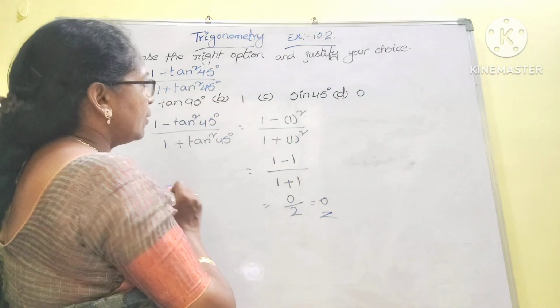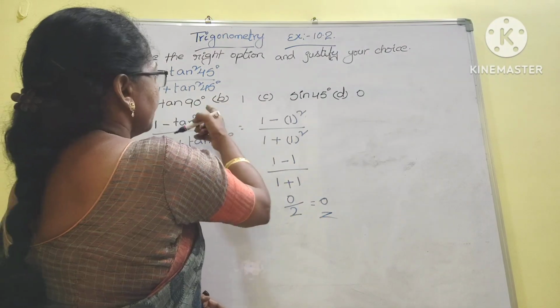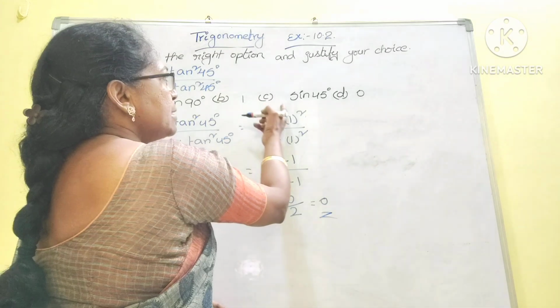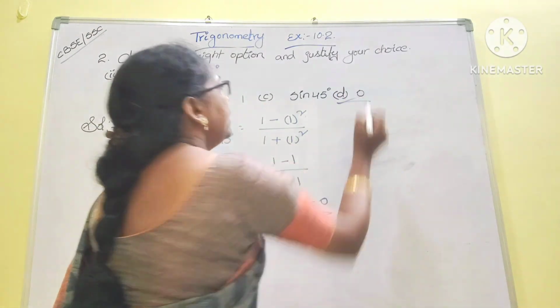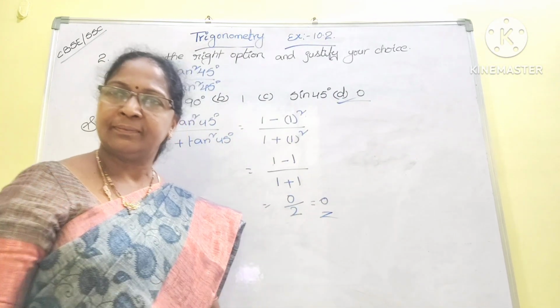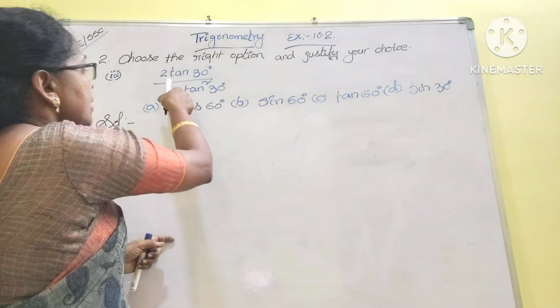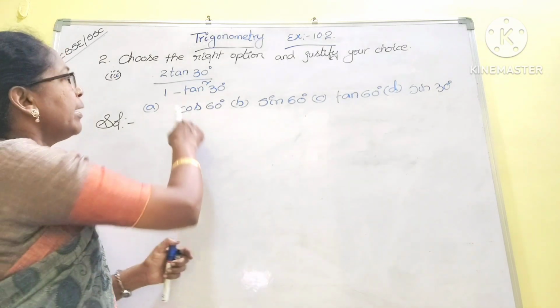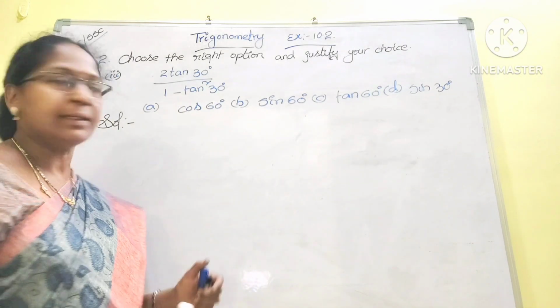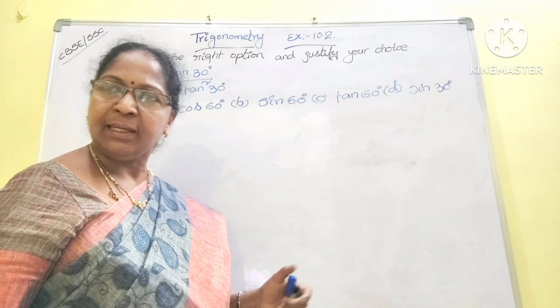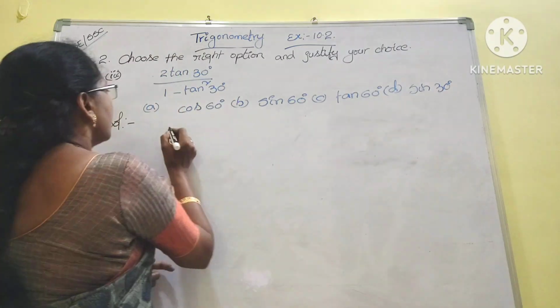Where is our option? Here A is tan 90, then B, C and D. D is the right answer. Now second bit, third one. Here what is that? 2 tan 30 degrees divided by 1 minus tan square 30 degrees. Here again A, B, C, D options are given. Now you have to check it.